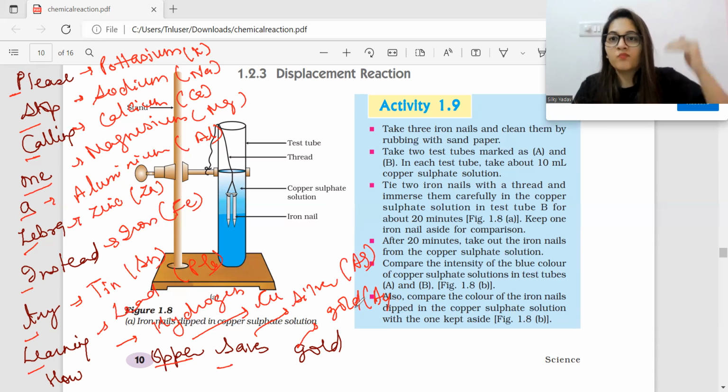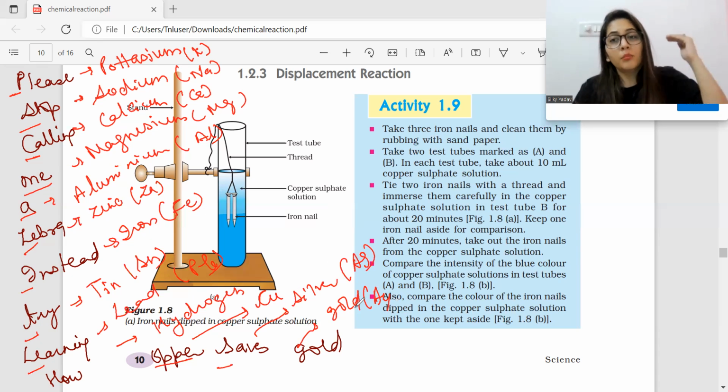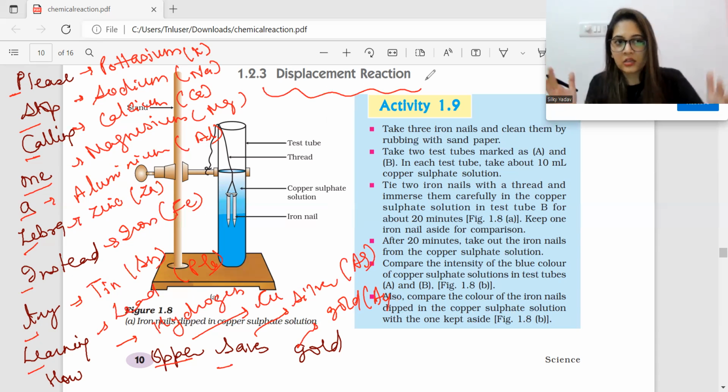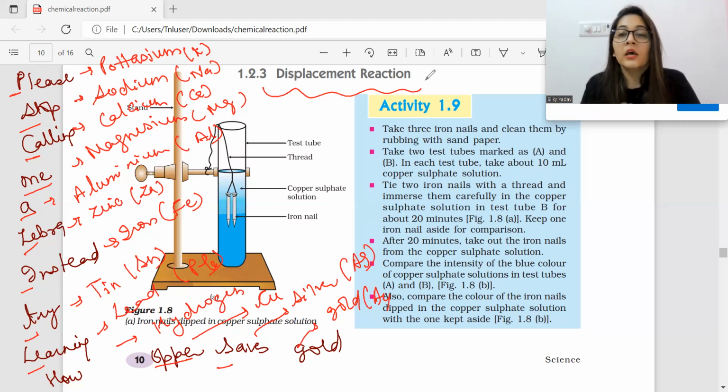The metals which are at the top are more reactive than the ones present beneath them. Please remember this, and based upon this you can do the question now. This is the displacement reaction. Displacement here means we are going to play with power. Let's say I am sitting on this chair, and if somebody else wants to come and sit on this chair, that person should be more powerful than me, because that person first has to replace me from my position, and only then can that person take my position, right?